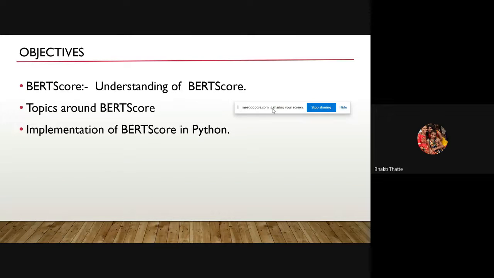At the end of the session, all of us will be aware of BERT score. We will understand the BERT score and topics around the BERT score. As I said, everyone in the audience should understand. That is the reason I'm going to discuss topics around the BERT score here. Then the implementation of BERT score in Python.